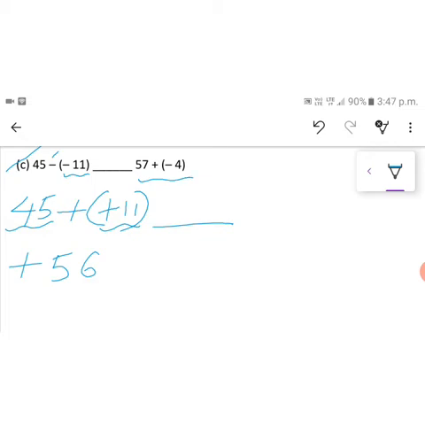Let's find the right hand side answer. Here both the numbers have different sign. One is positive and another one is negative. So subtract these two numbers. 57 minus 4 we get 53 and give the sign of the bigger number. The sign of the bigger number is plus. 56, 53. Which one is greater? 56 is greater.